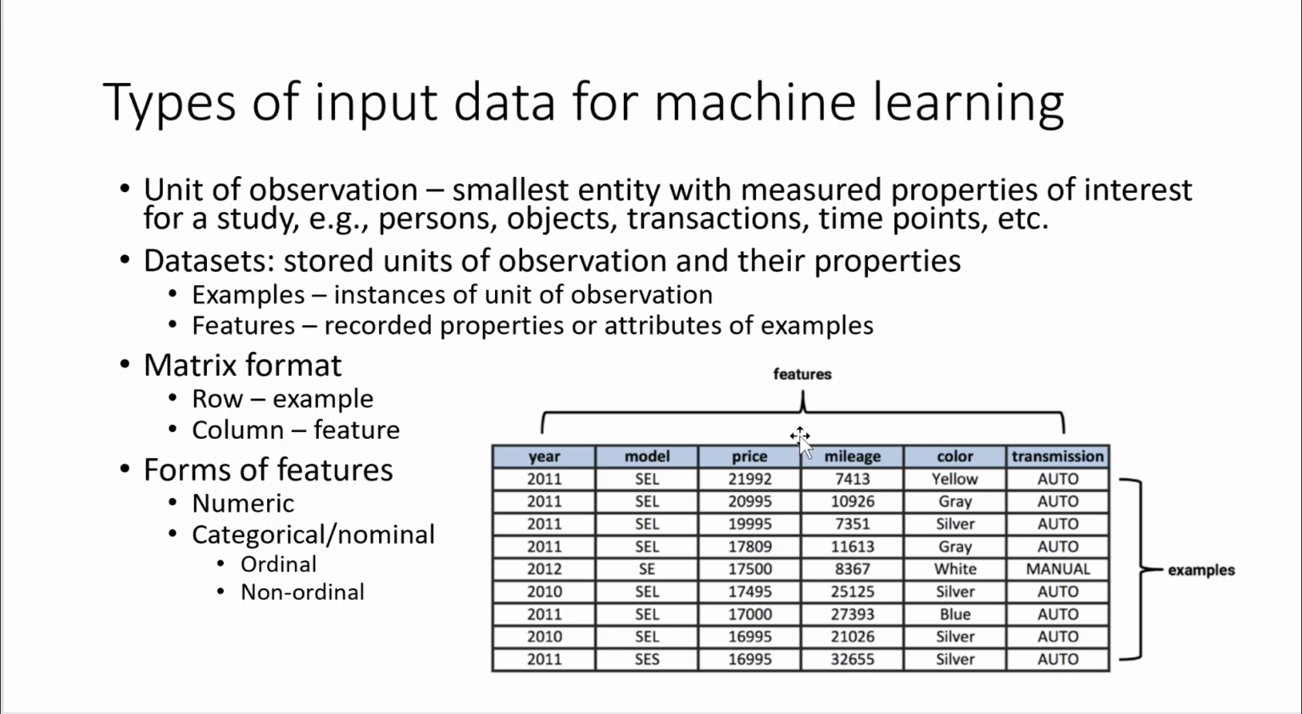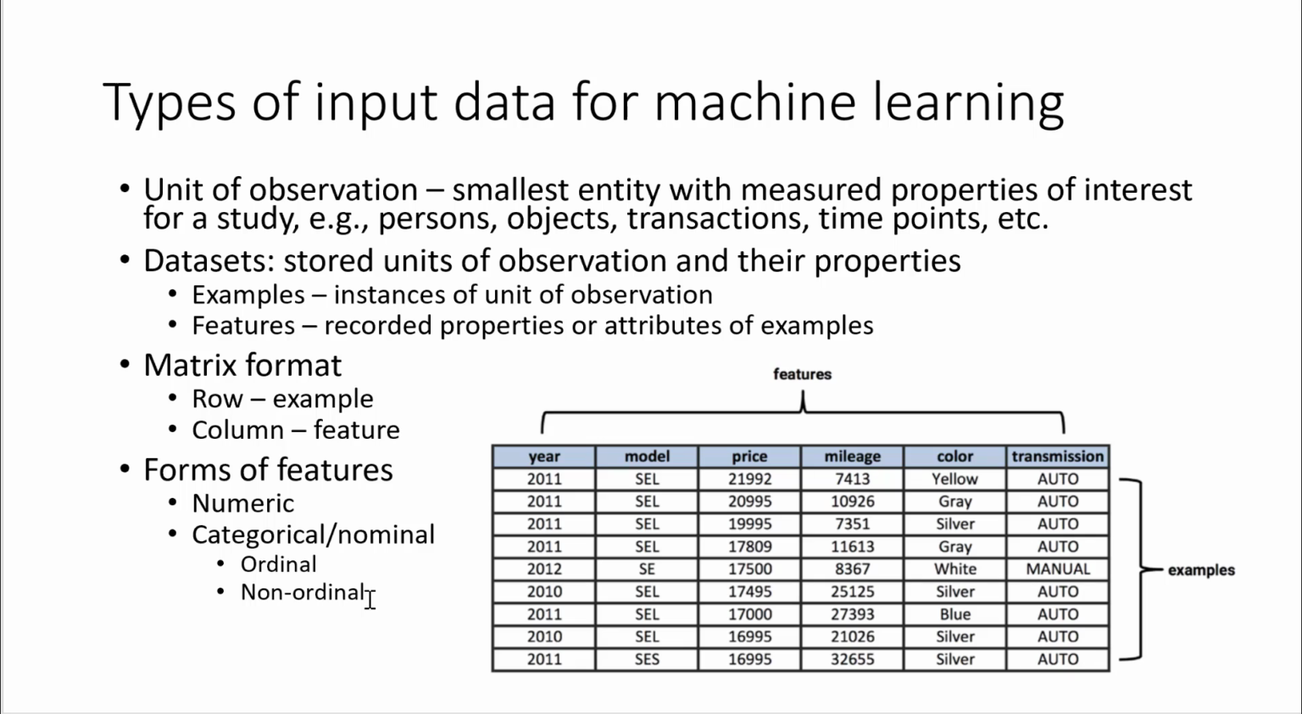You can see in this table that some of the features are presented in numbers. So we have different forms of features. Some of them are presented in numbers and some of them are not. Those presented in numbers are called numeric features. Those not in numbers are called categorical or nominal features. And categorical features are also divided into ordinal and non-ordinal features.